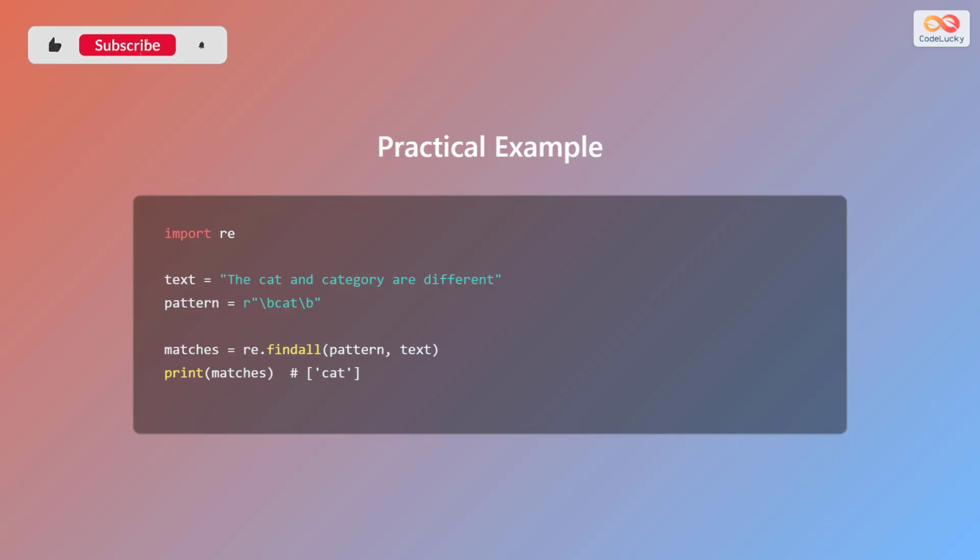Here's a practical example using Python. We first import the re module. We define a text string: "The cat and category are different." We then define a pattern as a raw string, \bcat\b. We use re.findall to find all the matches of the pattern in the text. The output will be a list containing only cat, because we are matching only the standalone word cat, and not cat as part of category.